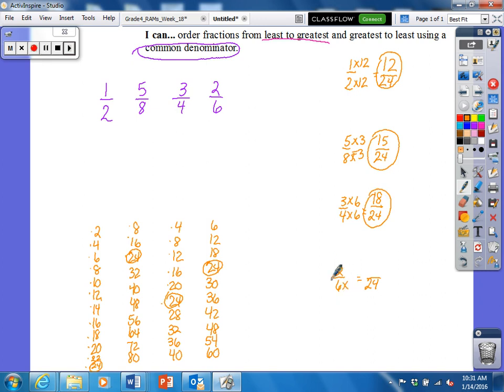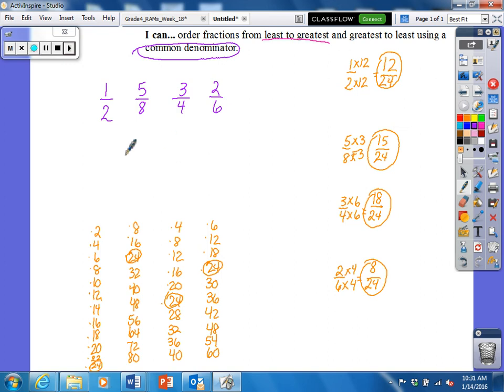And 6 times what equals 24? 1, 2, 3, 4. 6 times 4, and 2 times 4, which will be 8. So now we've got 12 24ths, 15 24ths, 18 24ths, and 8 24ths. So we're going to put those in order from least to greatest.